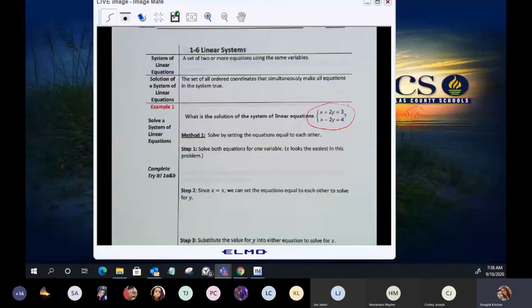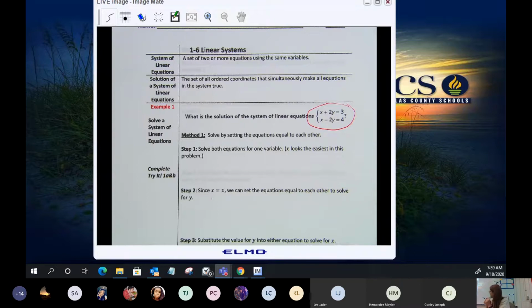Okay, so let's look at topic 1.6, linear systems. A system of linear equations is a set of two or more equations using the same variables. And of course, the solution is going to be the set of all ordered coordinates that simultaneously make all equations in the system true. We saw that yesterday when we were looking at that SAT problem. We had the three equations and we were looking for that point where all three equations intersected.